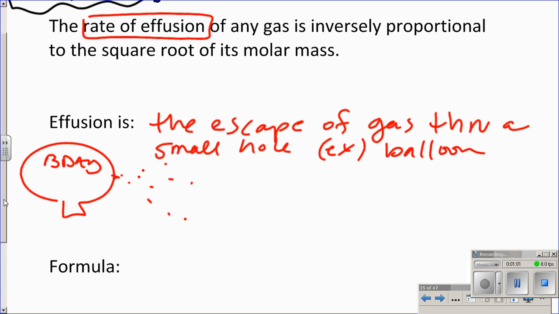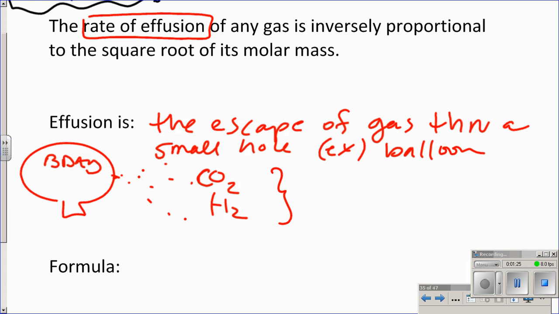So if I put carbon dioxide in the balloon versus hydrogen gas, which balloon would last longer? CO2, because it doesn't diffuse as fast, so therefore it diffuses at a slower rate, right?